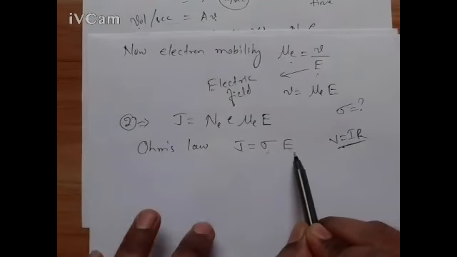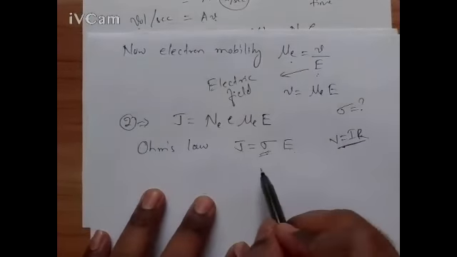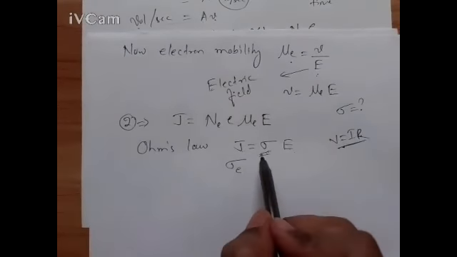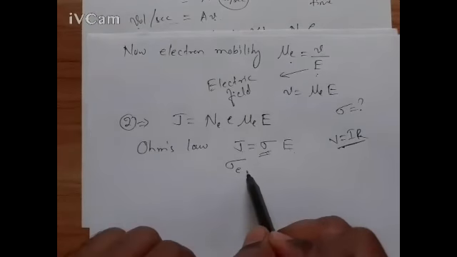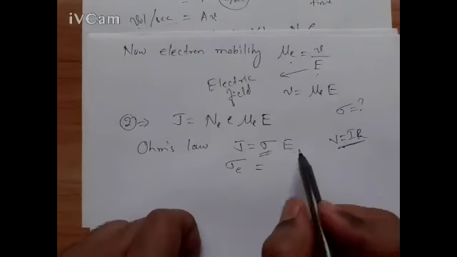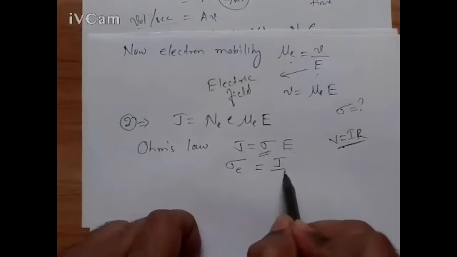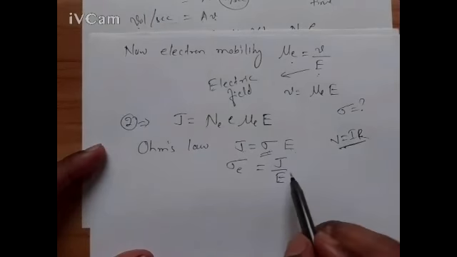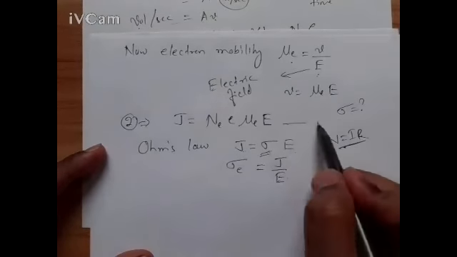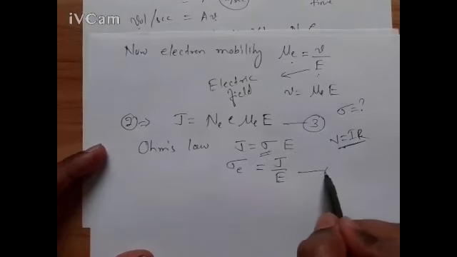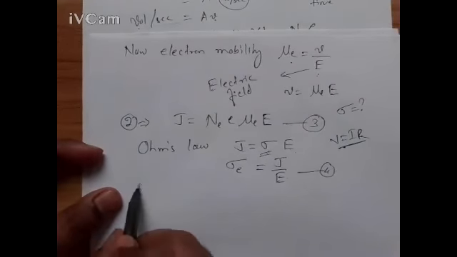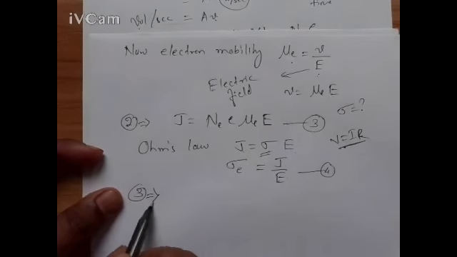So I want this term from this equation, that too for electrons. If I am doing it for electrons, the subscript should be E. So it will become sigma E is equal to J divided by E, right? Then we have to substitute this in this equation. Let me call this equation number 3. This is equation number 4. So equation 4 will become.